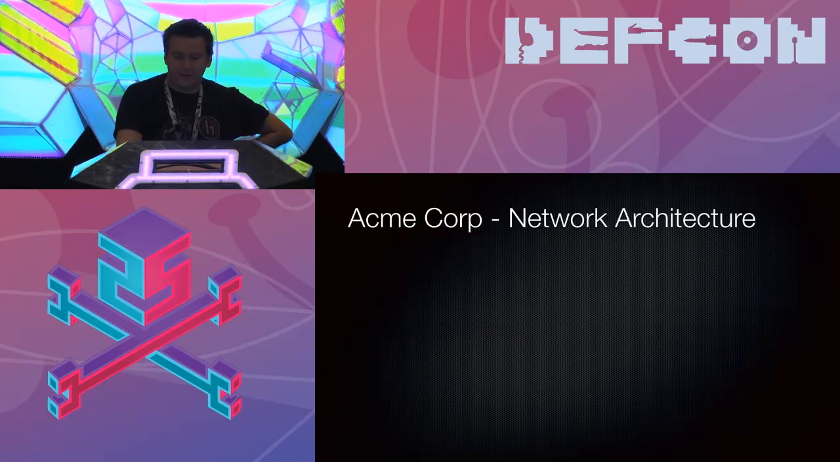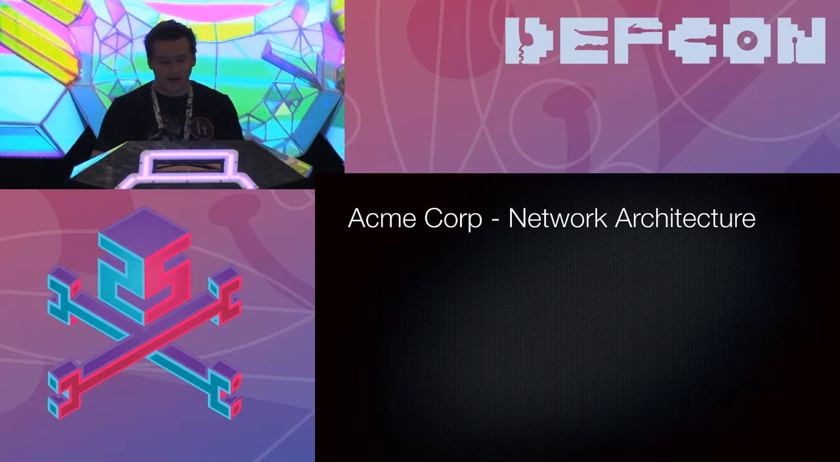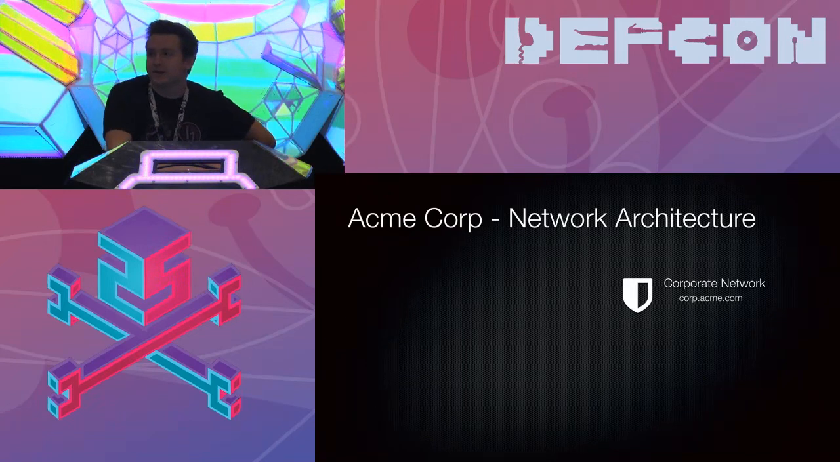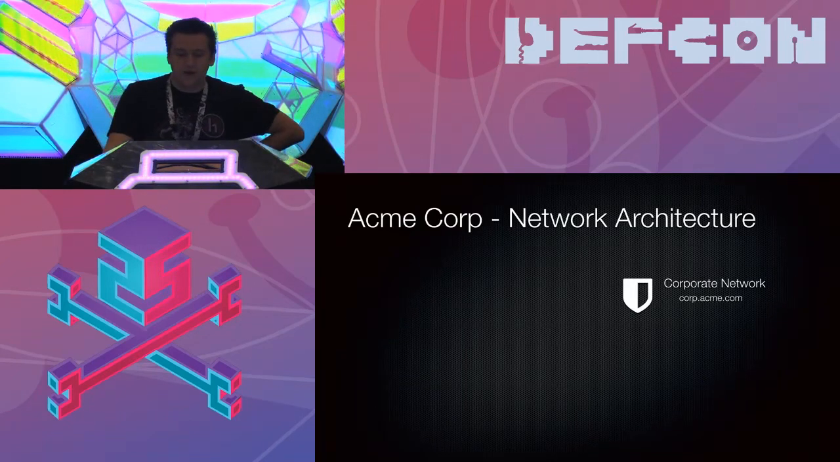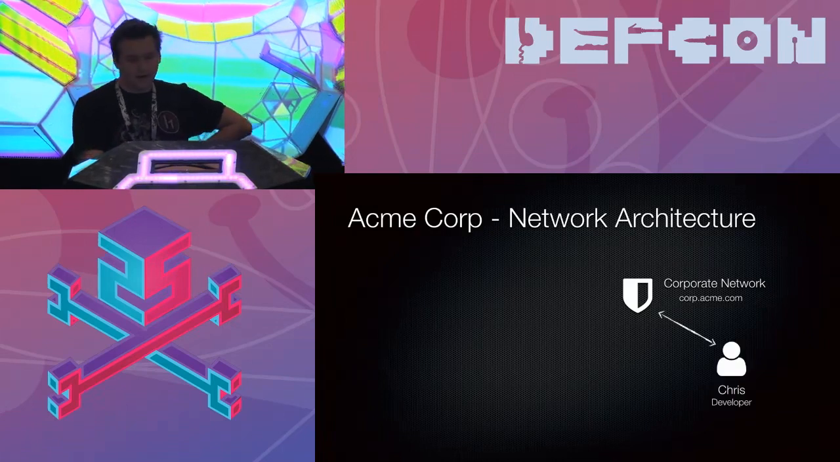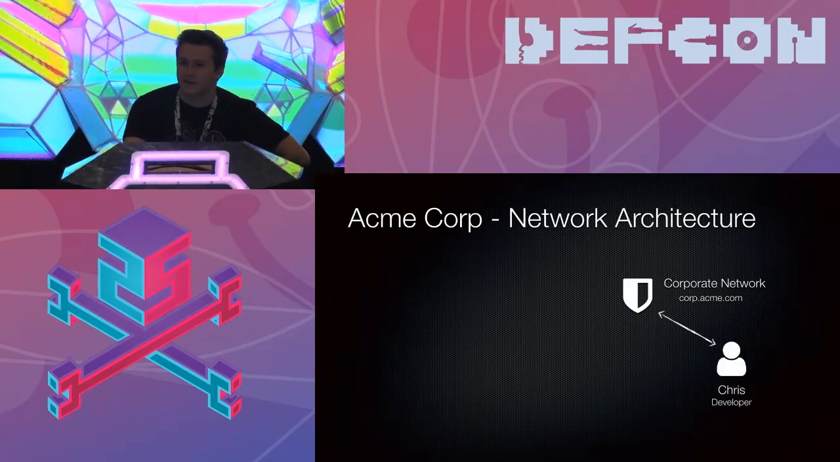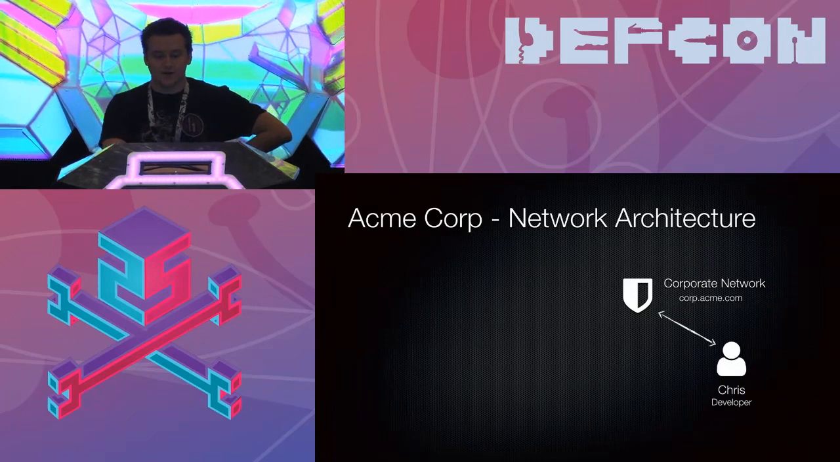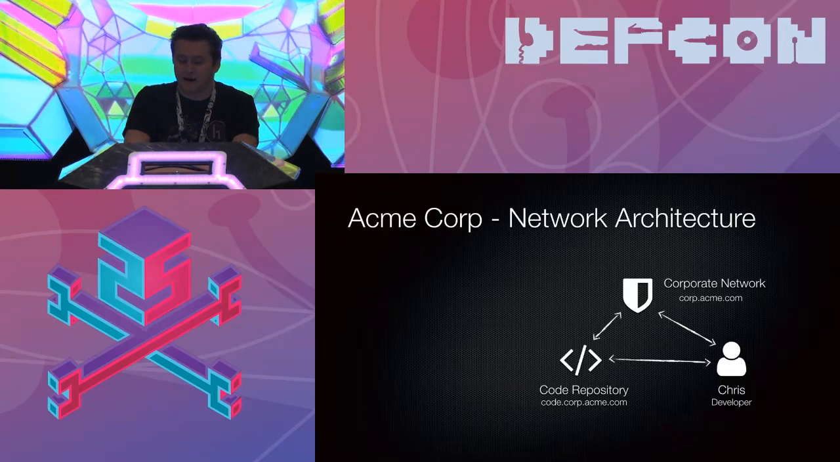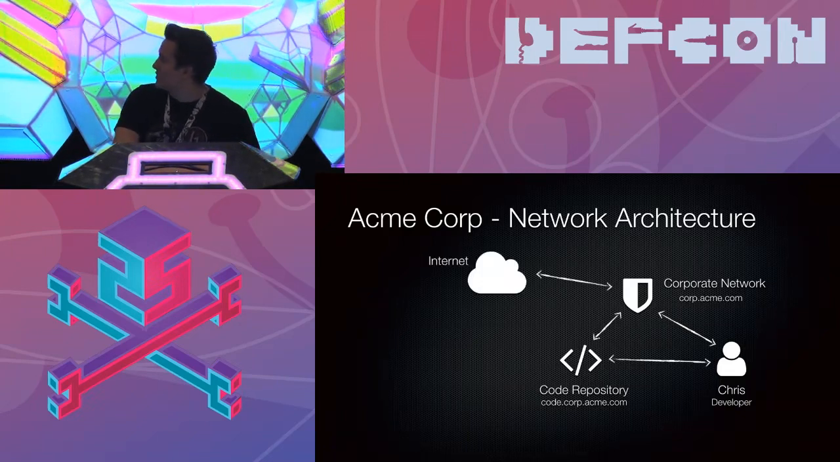All right. So we have our Acme Corp, and we're going to start with an internal corporate network, which we're going to refer to as corp.acme.com. Of course, we need some employees, so we're going to add a developer, Chris. Chris needs somewhere to commit all of that wonderful code that he writes, so we're going to add a code repository located at code.corp.acme.com. Of course, our developer, Chris, needs to get to the internet so he can look at cat pictures at work, so we're going to connect the corp network to the actual internet.